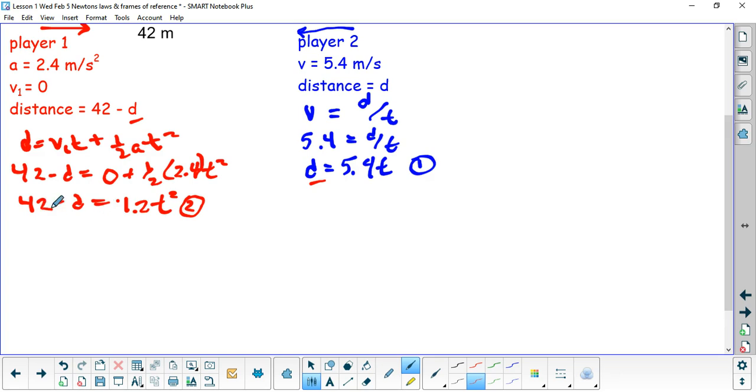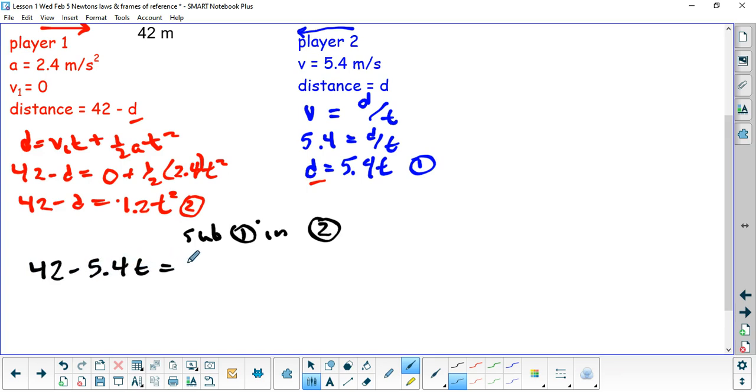Now, this d and this d are the same, and this t and this t are the same because they're going to meet at the same time. So I'm going to simply sub equation 1 into equation 2 because those numbers will match. This d just goes in there. So I would get 42 minus 5.4 t equals 1.2 t squared. If I rearrange this, I get a quadratic.